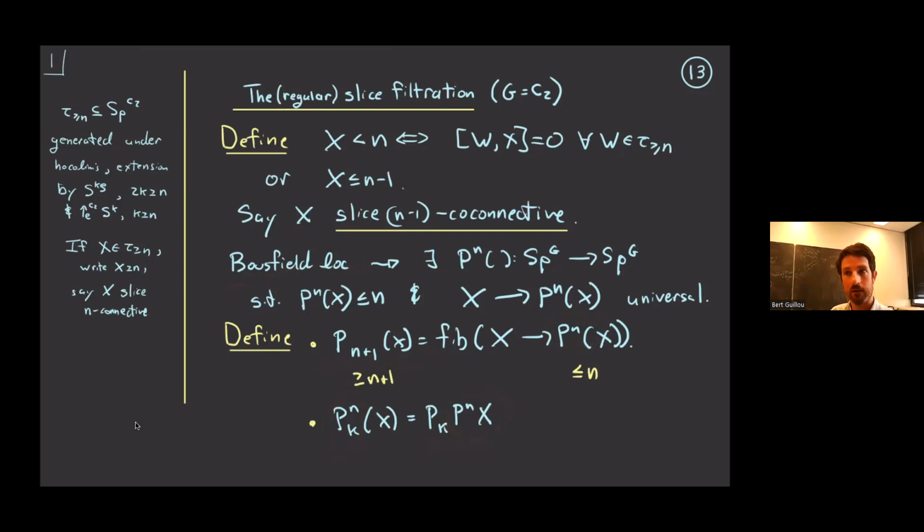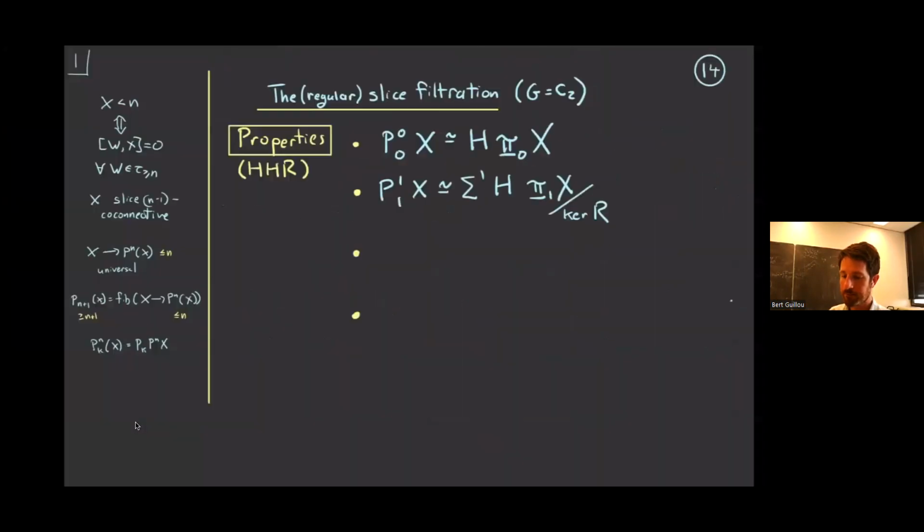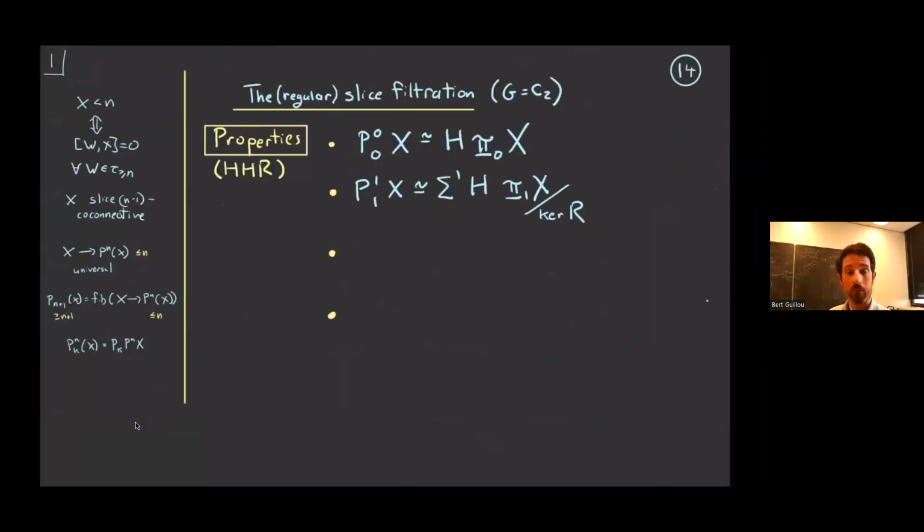All right. So again, a lot of this is sort of coming from general techniques once you set up the categories. So what are some properties of this? Many of these are in the Carver HHR paper. For instance, the zero slice is pretty easy. The formula is you just take the pi naught of X and you take the corresponding Eilenberg-MacLane spectrum.